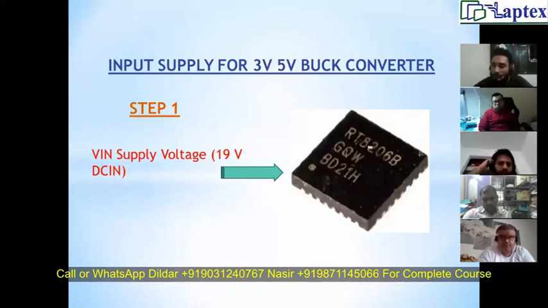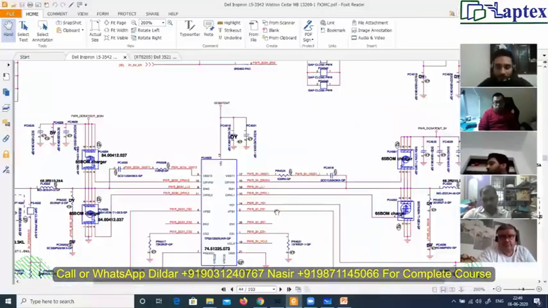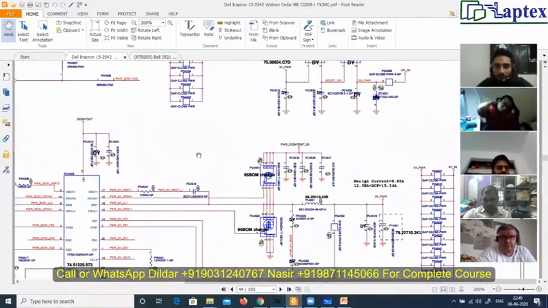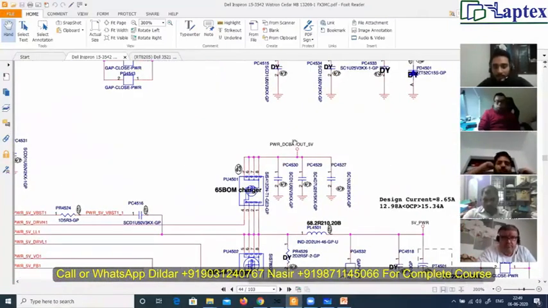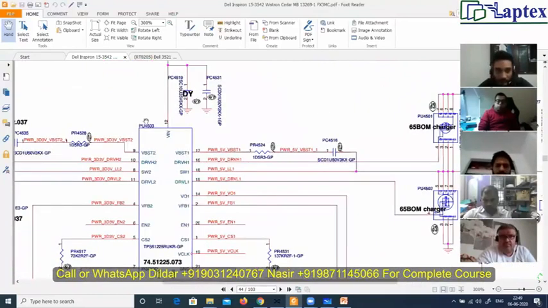19 volt, that is coming from the DC in section. Okay, you see that 19 volt coming. See here, this is the 19 volt supply that is coming at the drain of the voltage. Power DC bat out, right? This is the 19 volt supply. It is coming at the drain, and also see here.